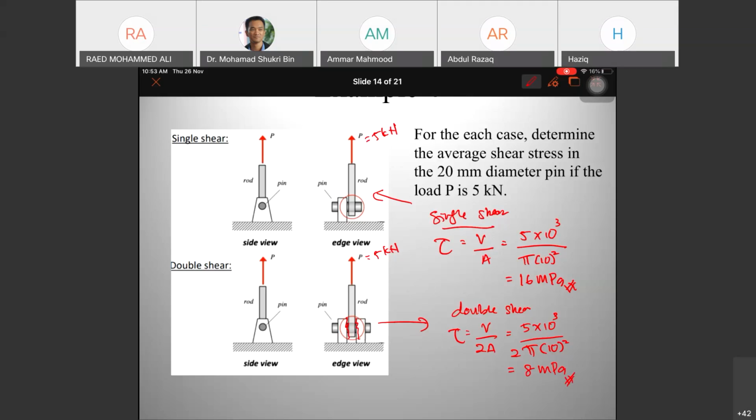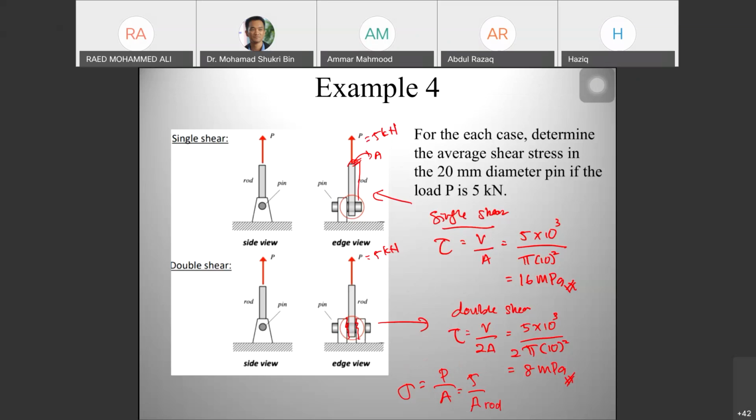If they ask you for the normal stress for the rod, just simply P over A. 5 over A for the rod. They say this rod has some cross section, so you need to find this value of A to find the normal stress for the rod. This is shear stress. In this topic we will learn how to find the shear stress in the pin.